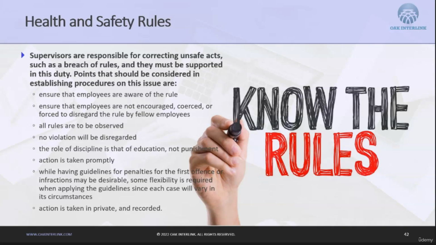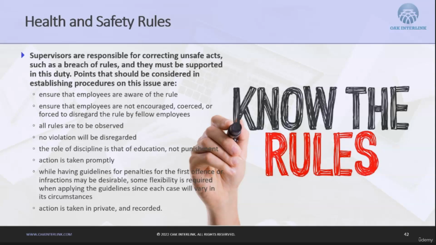A number of points to be considered in establishing procedures on how supervisors actually correct or enforce rules include ensuring that employees are aware of the rule. We've talked about that. Ensure that employees are not encouraged, coerced, or forced to disregard the rule by fellow employees. All rules are to be observed. No violation will be disregarded. The role of discipline is that of education, not punishment.